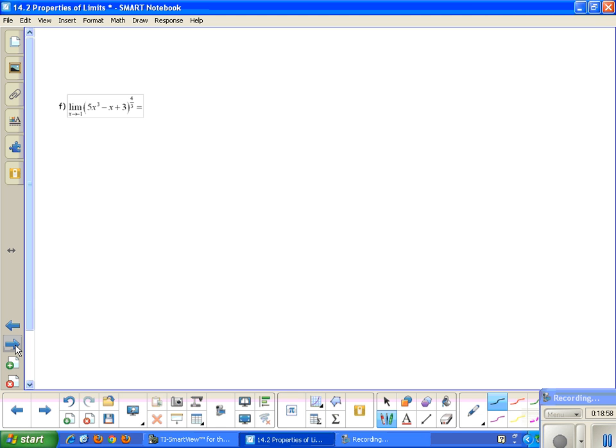For the next one, now we have the limit as x approaches -1 for this function. Remember, when you have a rational exponent, which means a fraction exponent, you can really rewrite that as a radical. So this is the limit as x approaches -1 for the function 5x cubed minus x plus 3. This would be all to the 4th power, and this is cubed.